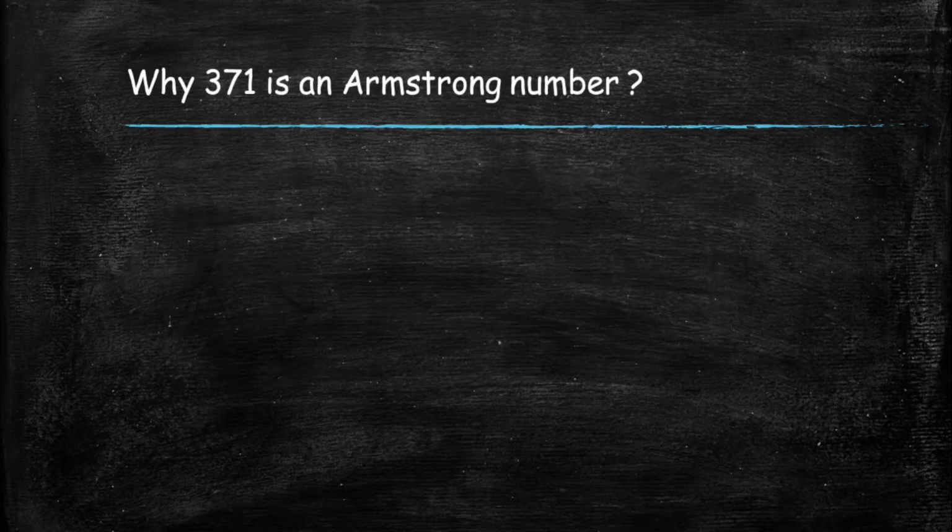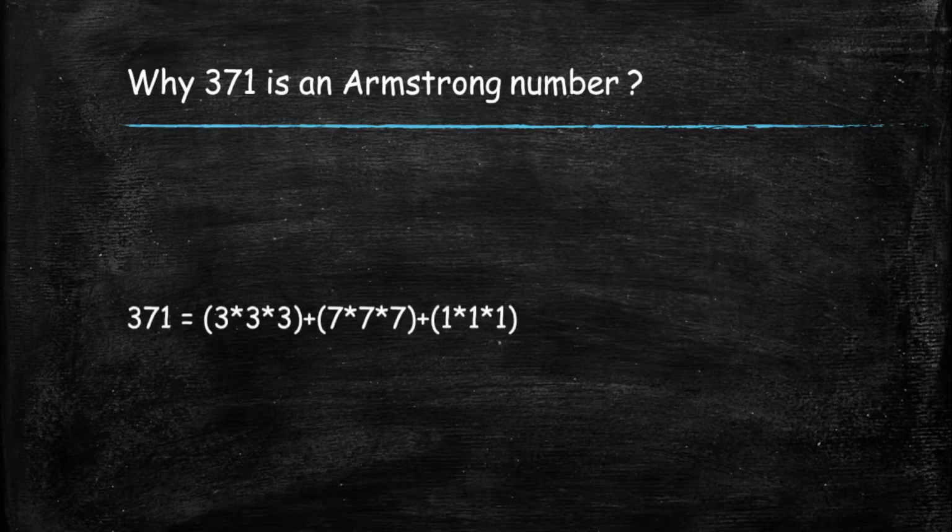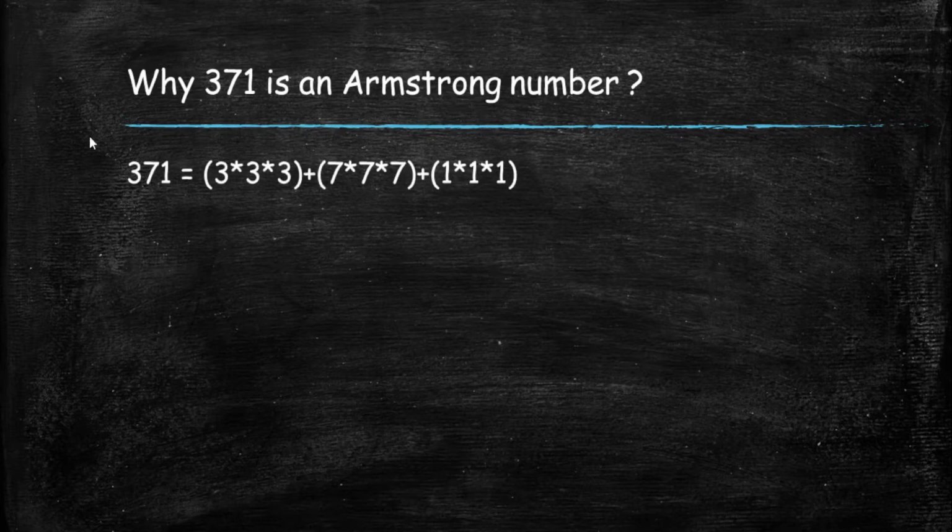Now we will see how 371 is an Armstrong number. If we take every digit of 371 and cube that digit, cube meaning multiply it 3 times, and then add up all of that, it should be equal to the same number like 371.